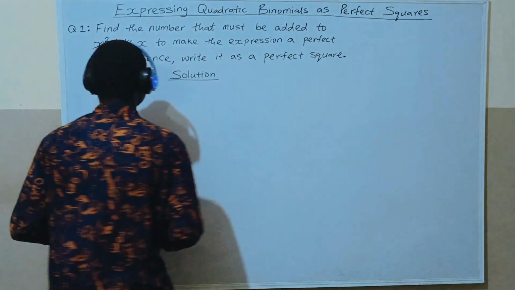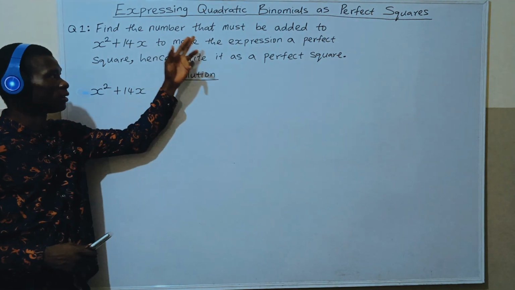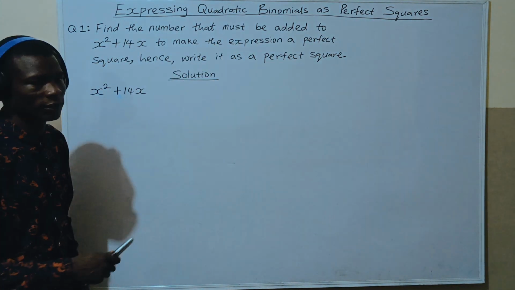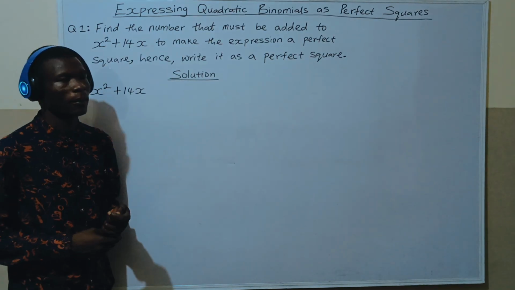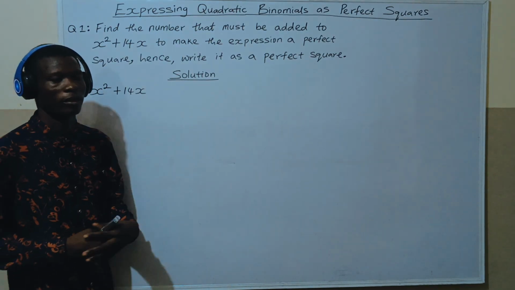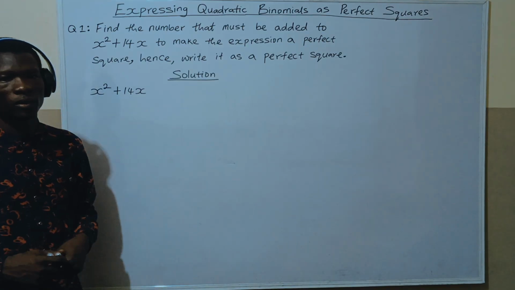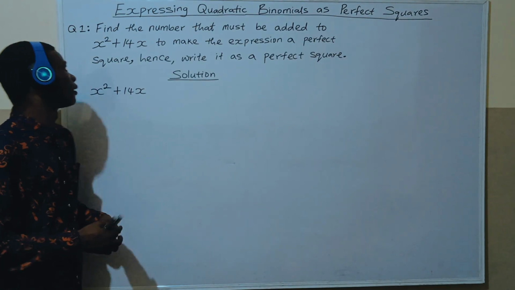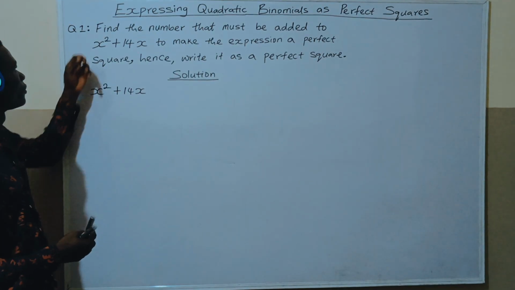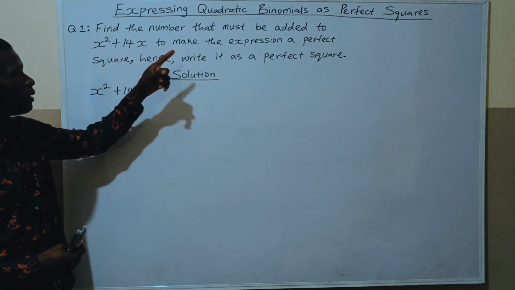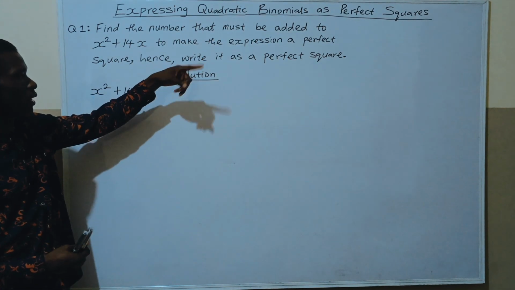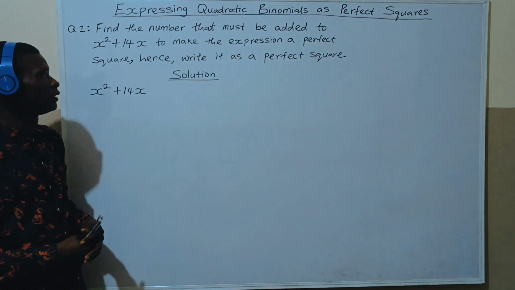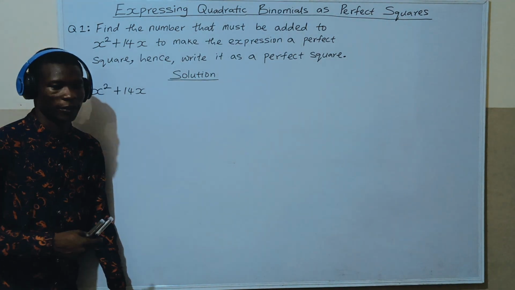Today, before us is expressing quadratic binomials as perfect squares. That's the topic, and to deal with it effectively, we'll be looking into 2 to 3 questions. Question number 1: find the number that must be added to x squared plus 14x to make the expression a perfect square. Hence, write it as a perfect square.